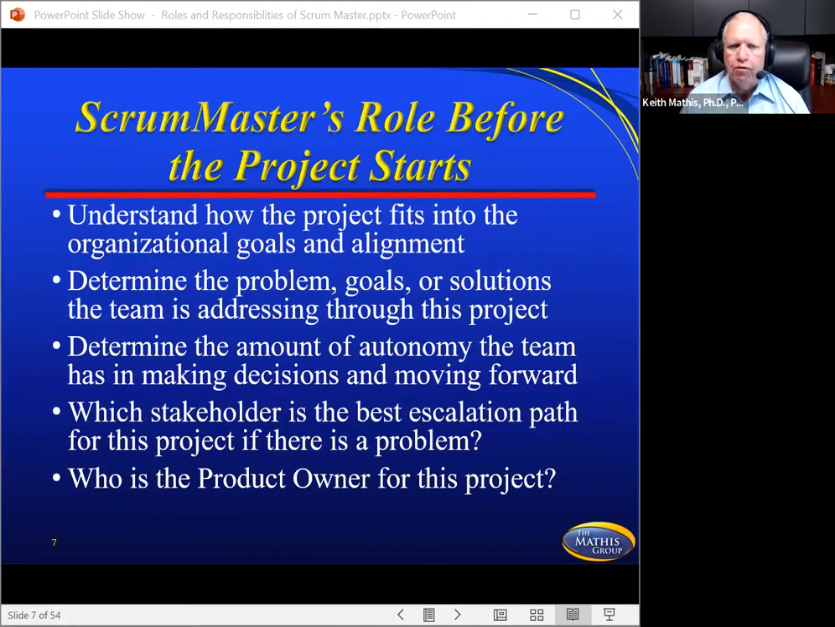Scrum Master's role before the project starts. So before the project actually begins, your Scrum Master starts getting engaged in some things. Here's a few of those. They understand how the project fits into the organizational goals and alignment. So this means how our project fits into the program, how it fits into the portfolios, and how it fits into the strategic plan.